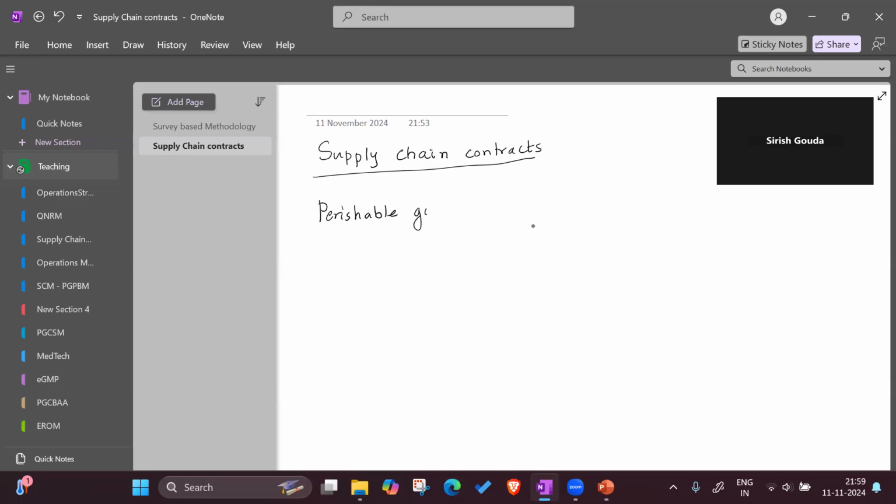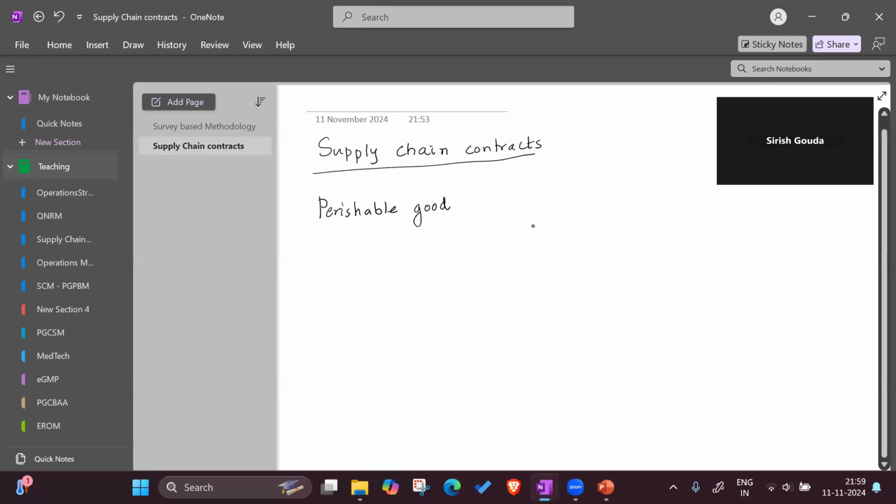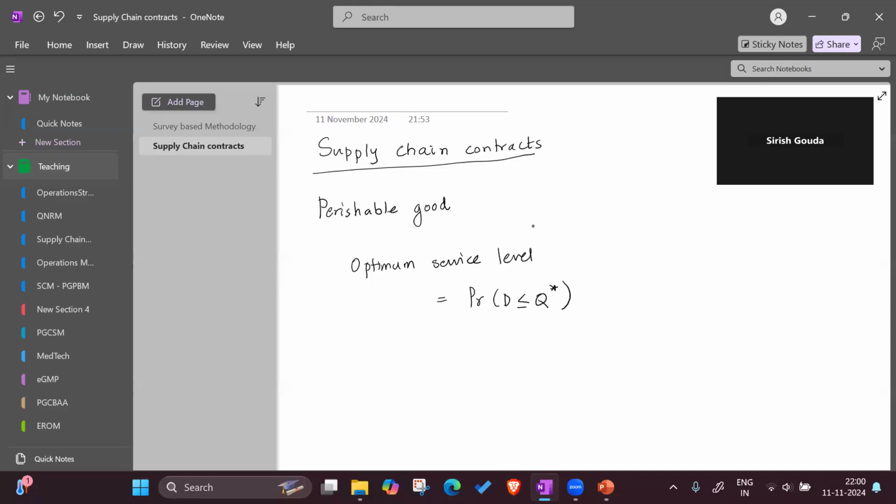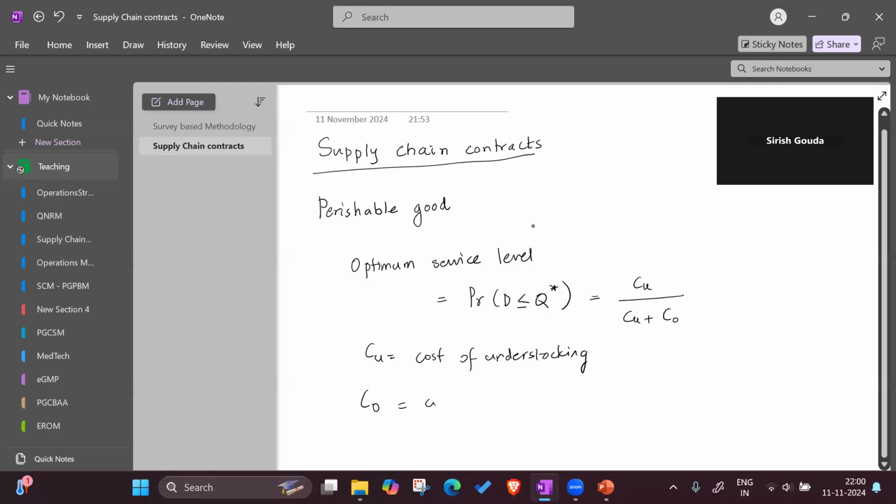and we know that this is the optimum service level that we talk about here, where we say that the optimum service level represents that the probability that demand is less than or equal to Q star is equal to Cu divided by Co plus Cu, where we talk about Cu as the cost of understocking and Co as the cost of overstocking.